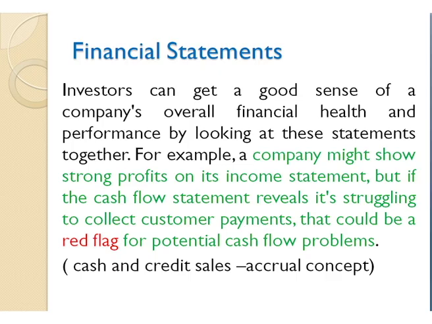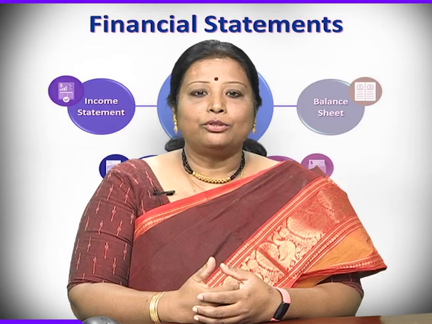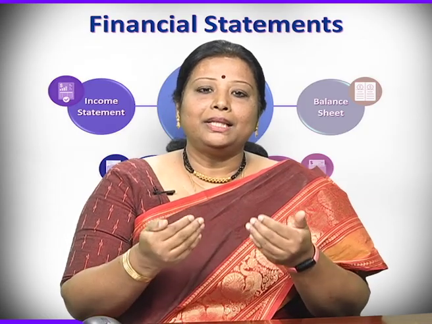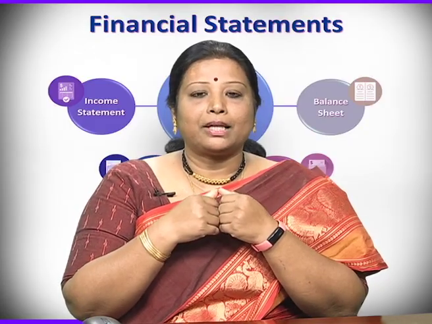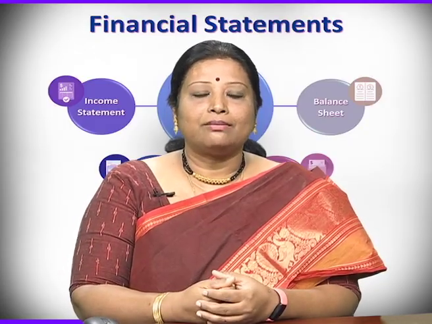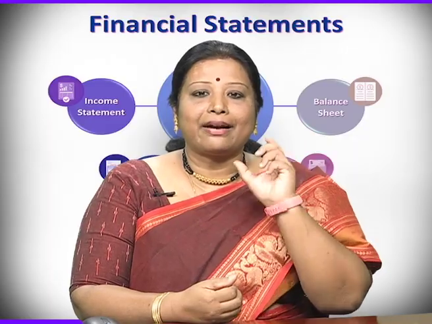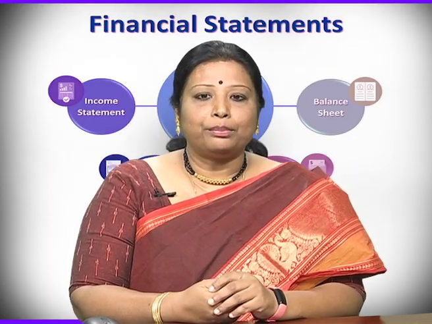For example, when you look at a profit and loss account, a company might show a huge amount of profits in the income statement or the profit and loss account. But when you check the cash flow statement, when a customer comes to collect money, there is not sufficient fund available. So this tells us that the company is unable to collect money from the customers for the credit sales whatever it has made. So this is a red flag for the company. The company has to take immediate actions to improve its liquidity position.